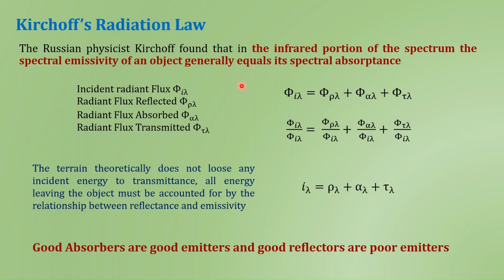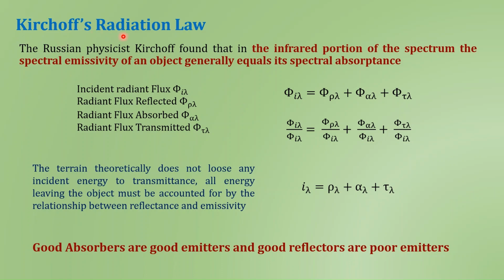As per the law of conservation of energy, the radiation which is incident on the Earth's terrain will either get reflected, absorbed, or transmitted. So we can write that incident radiant flux is equal to radiant flux reflected plus radiant flux absorbed plus radiant flux transmitted. If we divide all these by the incident radiant flux, we get spectral hemispherical incidence, which is equal to spectral hemispherical reflectance plus spectral hemispherical absorptance plus spectral hemispherical transmittance.